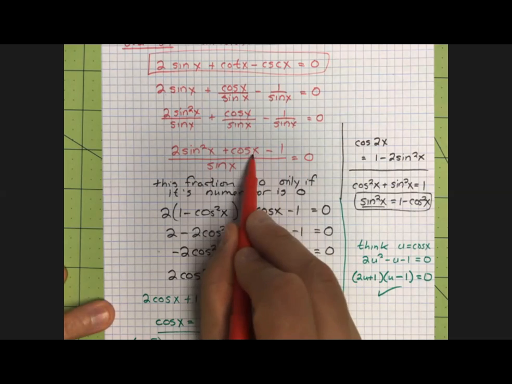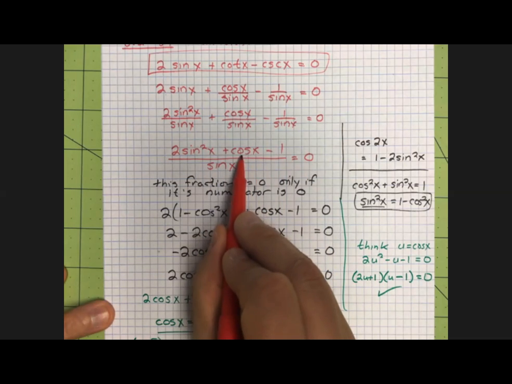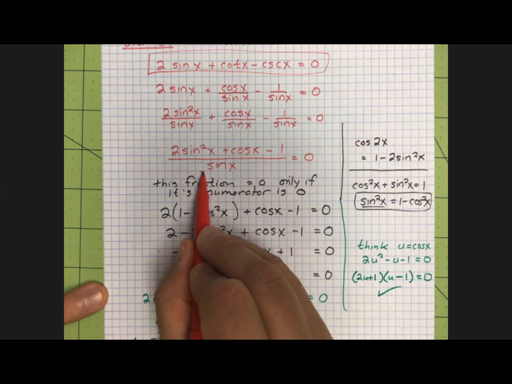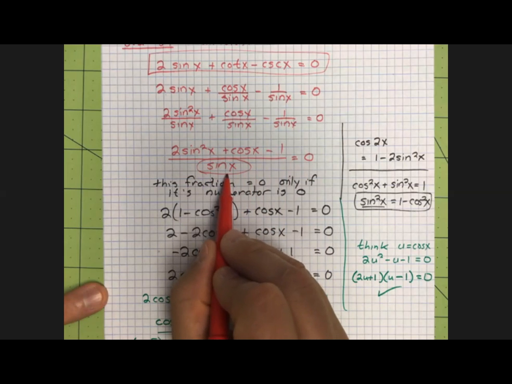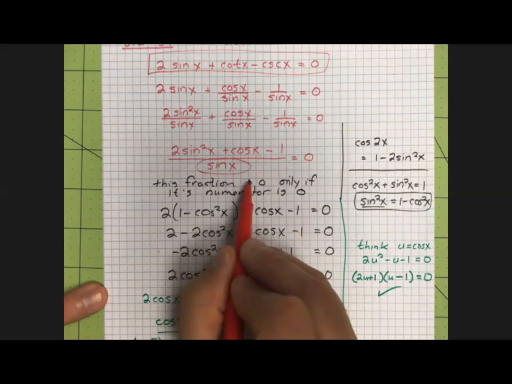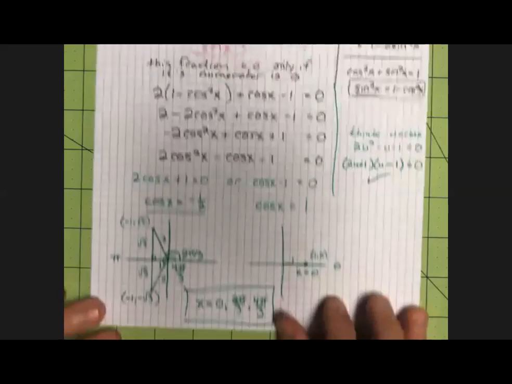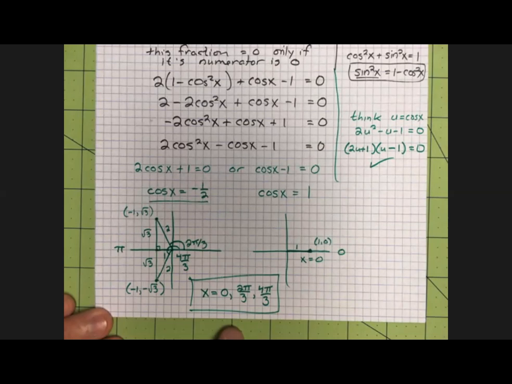I can only make this fraction 0 if the numerator is 0. But I also got to forbid you from letting the sine of x be 0. Because if the sine of x is 0, I don't even have a fraction. And now as I look at my answers, the sine of 2 pi over 3 is root 3 over 2, no problem. The sine of 4 pi over 3 is negative root 3 over 2. But the sine of 0 is 0.